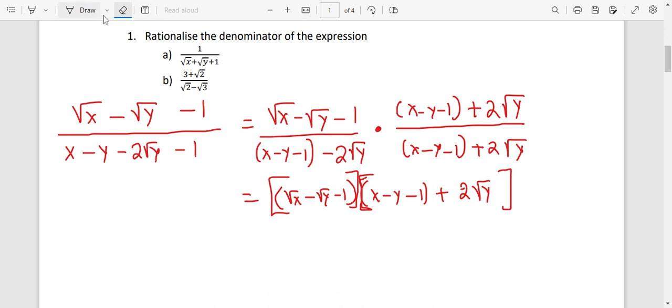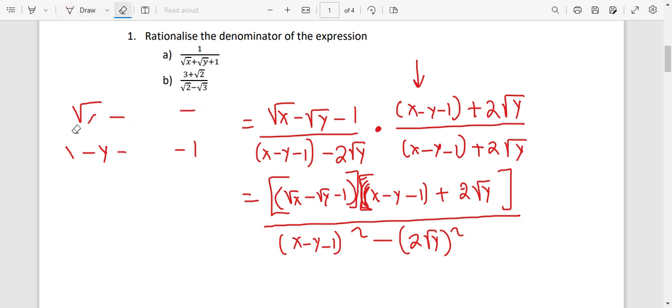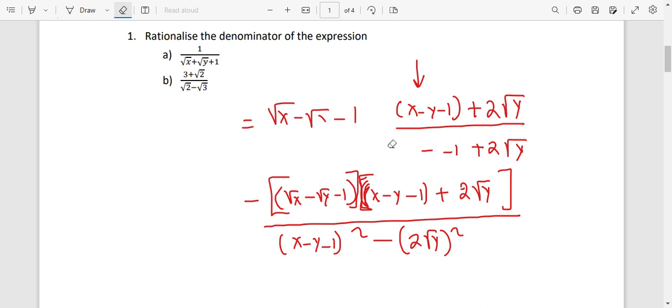How come you found this? Now make sure that you still maintain the bracket because this is one term. And then in the denominator, remember when you are multiplying a number by its conjugate, get the first number and square it. So the first one we have is x minus y minus 1, square that. And then minus the second one, 2 square root of y, you also square that. Okay, so the answer then will just be, can simplify that. Yes, best.